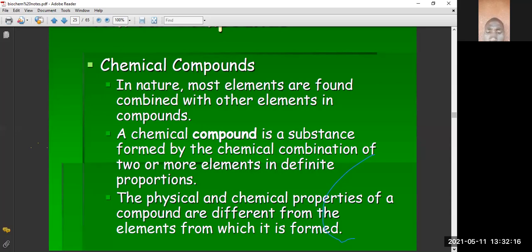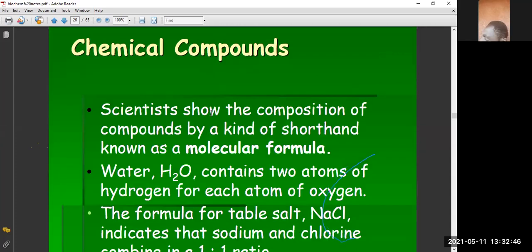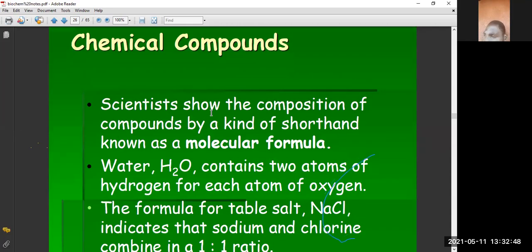So the physical and chemical properties of a compound are different from those substances that are involved to form that compound. They do not keep the same properties because there's been a combination of two or more different substances to form that chemical compound. So the physical and chemical properties of the compound are different from the elements from which it is formed. Are we together? Yes. So chemical compounds.